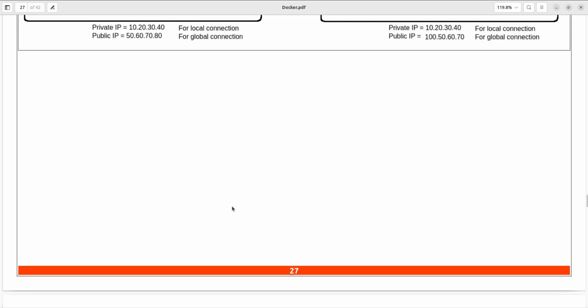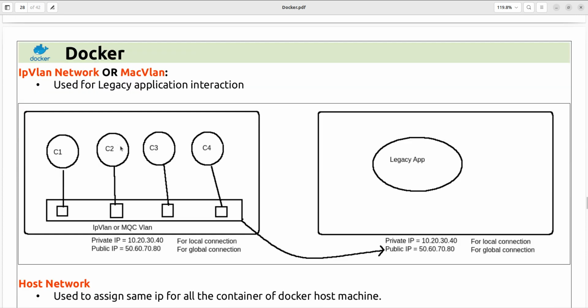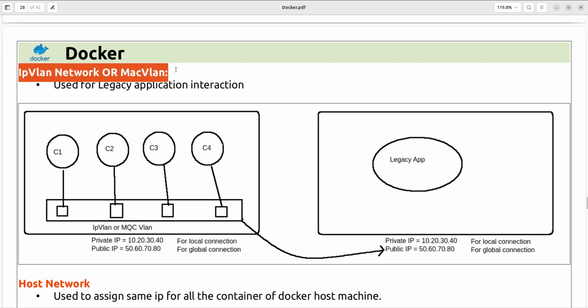Default is bridge. Okay, IP VLAN or MAC VLAN will be used for legacy applications. Suppose this is your machine where Docker is running and containers are also running. You want the containers C1, C2, C3, C4 to communicate with a legacy application that is running on another host machine, not in a container, directly on the host machine. So you have to use the IP address of that machine and you can communicate. This is nothing but the IP VLAN or MAC VLAN network driver in Docker.